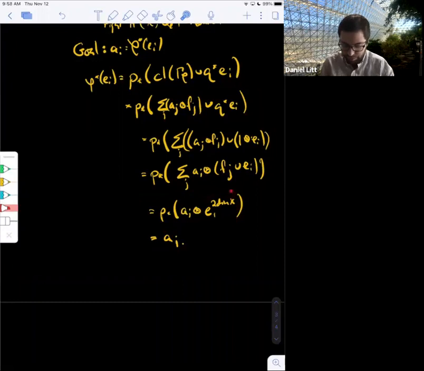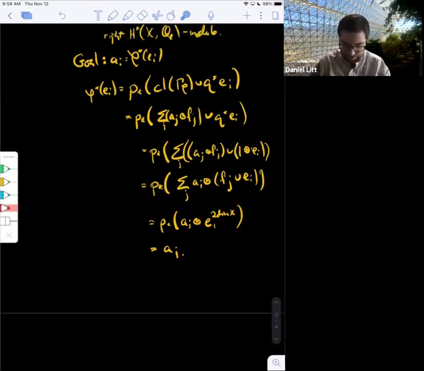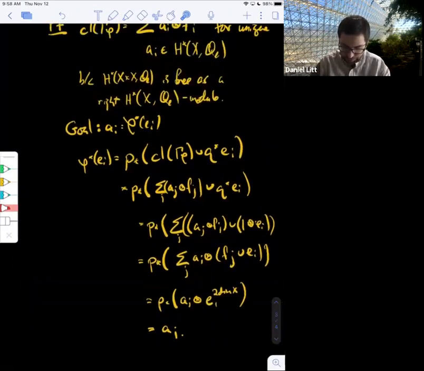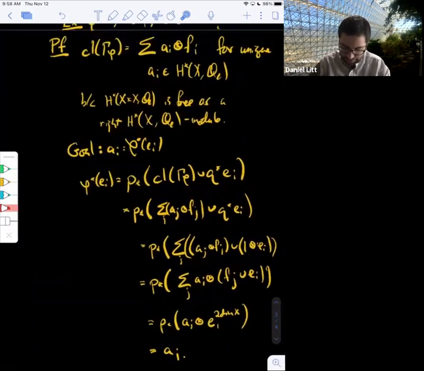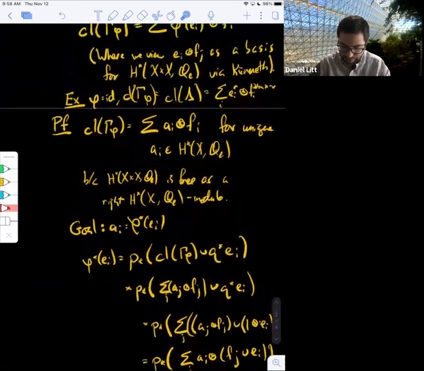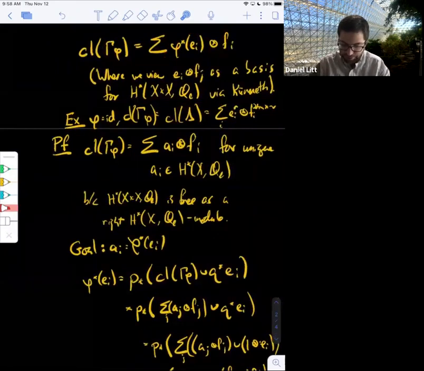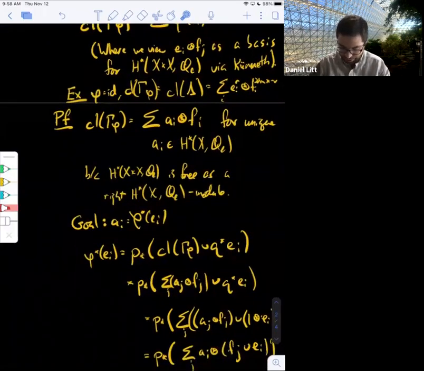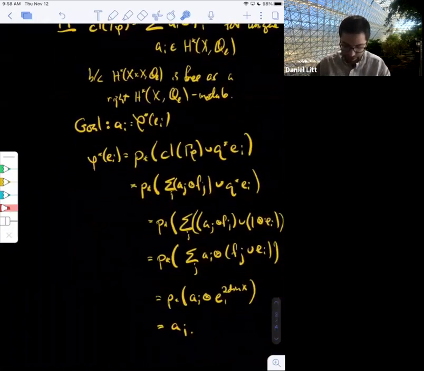So here you have to think a little bit about what Poincare duality tells you. It tells you that you're using the fact that the trace of this is 1. Okay, so the bottom line is that we're done. I mean, what did we want to show? We wanted to understand how to write the class of this graph. We wanted to show it was phi star EI tensor Fi. Well, we wrote it as AI tensor Fi, and then we computed that the AI are the phi star of EI. So that completes the proof.